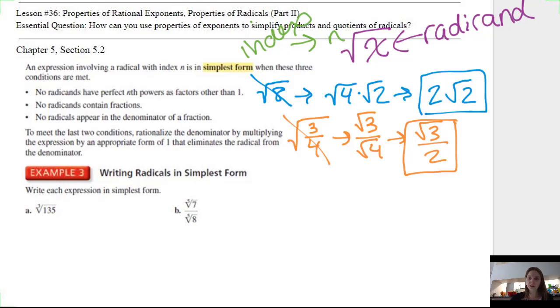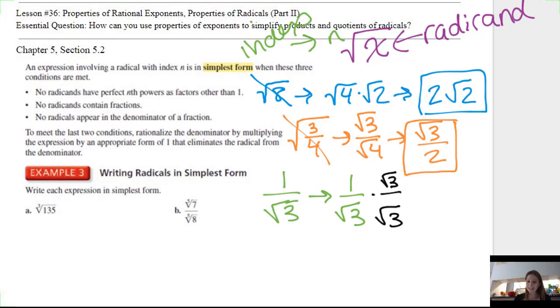And finally, the third check is no radicals appear in the denominator of a fraction. We cannot have 1 over radical 3 and be in simplest radical form. We would have to rationalize the denominator. That means we take 1 over radical 3. We multiply both the numerator and denominator by radical 3. In essence, we're multiplying it by 1. Radical 3 over radical 3 is 1, which leaves us with radical 3 over 3. And now it is in simplest radical form.